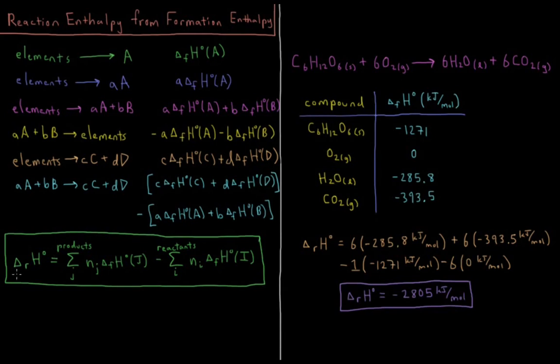So this says to us that we can find the enthalpy of reaction for any given chemical reaction we choose if we know the enthalpy of formation for all of the species involved in that reaction. So we have a sum over all the products of their stoichiometric coefficients times their enthalpy of formation minus the same sum over all reactants of their stoichiometric coefficients times their enthalpies of formation.